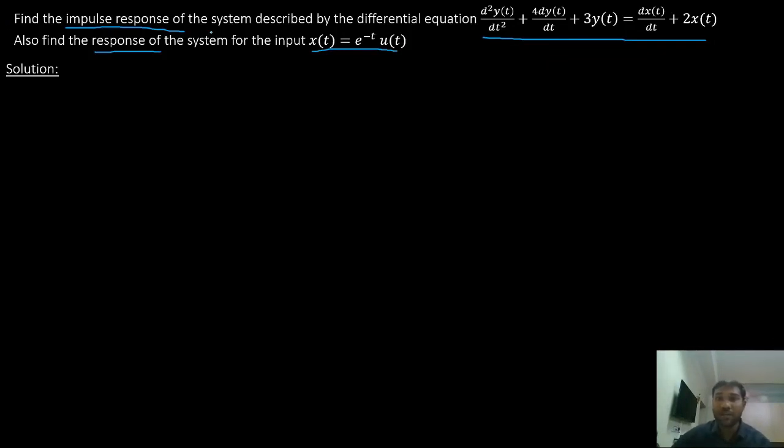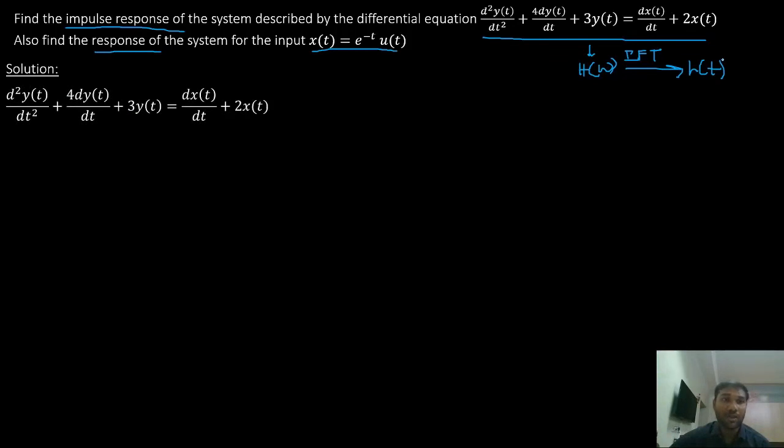So first we'll take the given differential equation, apply Fourier transform, find the system function, and apply inverse Fourier transform. If I apply Fourier transform to this and simplify it, we will get the system function, and then we'll apply inverse Fourier transform and we'll get the impulse response. This is the first part. So let us first do the first part. Take the differential equation and apply the Fourier transform.